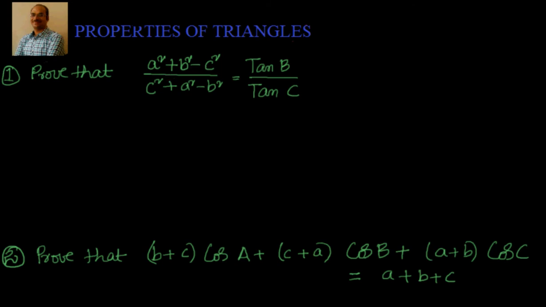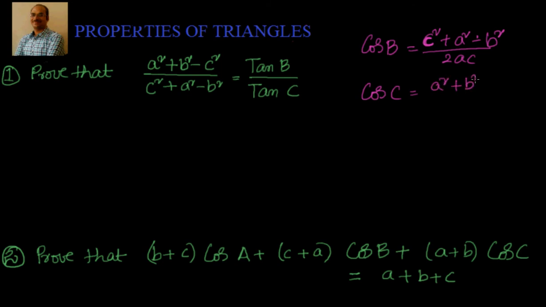What I am saying is, if I look at the formula for cos B by the law of cosines, that's nothing but equal to (c² + a² − b²) / 2ac, and also cos C is equal to (a² + b² − c²) / 2ab.